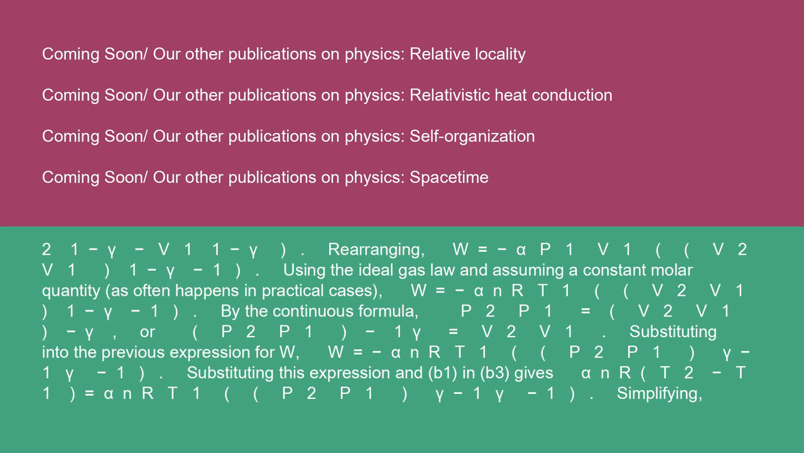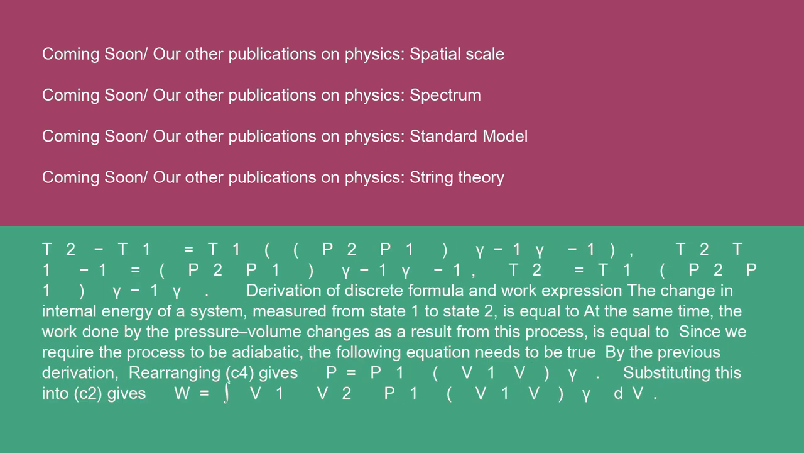By the continuous formula, P2/P1 equals (V2/V1) to the minus gamma, or (P2/P1) to the minus 1 over gamma equals V2/V1. Substituting into the previous expression for W, W equals minus alpha nRT1 times ((P2/P1) to the (gamma minus 1)/gamma minus 1). Substituting this expression and B1 in B3 gives alpha nR (T2 minus T1) equals alpha nRT1 times ((P2/P1) to the (gamma minus 1)/gamma minus 1). Simplifying, T2/T1 minus 1 equals (P2/P1) to the (gamma minus 1)/gamma minus 1, so T2 equals T1 (P2/P1) to the (gamma minus 1)/gamma.